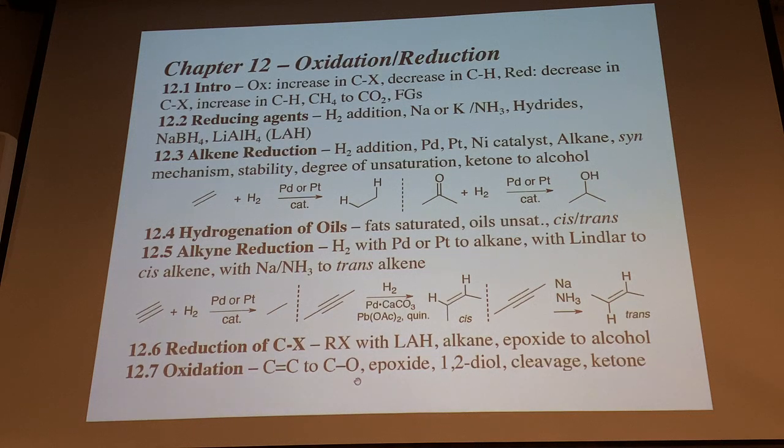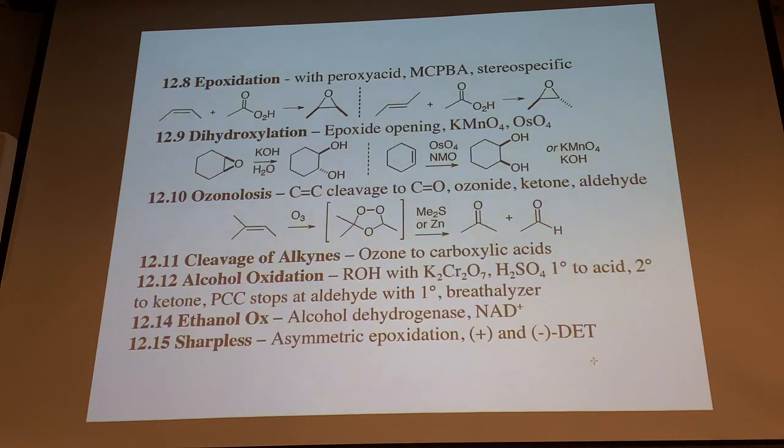With oxidations here, we're going to be cleaving the pi bond again and adding carbon-oxygen bonds, forming epoxides or diols or cleaving things. And so here's the reactions today. We'll look at epoxidation with a per acid. This is a peracetic acid, or we can use MCPBA. The bigger, more convenient reagent stands for metachloroperbenzoic acid.